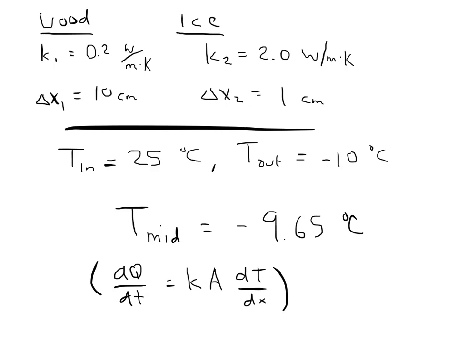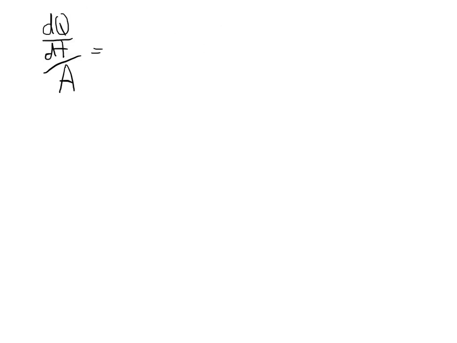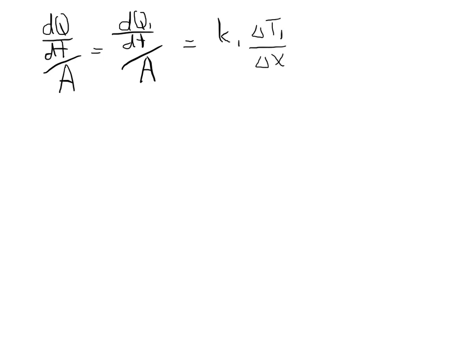So now, what we can do is, knowing our temperature at that interface, we can go ahead and calculate the heat transport per area. And the heat transport per area is just dQ/dt divided by the area. And so I know that the heat transport through the wood is the same as the heat transport through the ice. So I can just solve it for 1. So I can just say that dQ1/dt divided by the area is just going to be what I'm looking for. And so that is K1 delta T1 over delta X1.